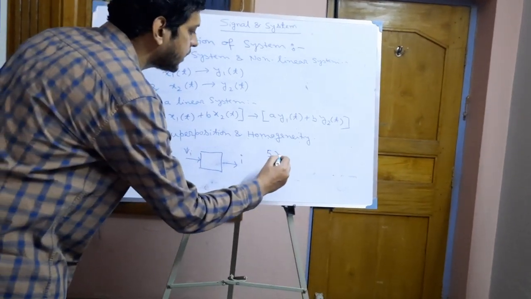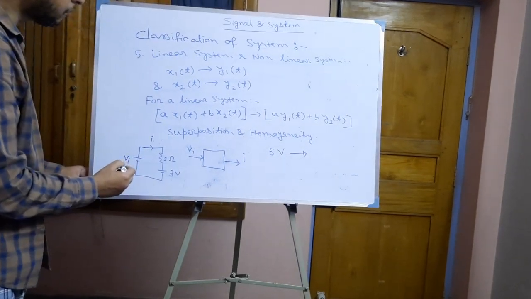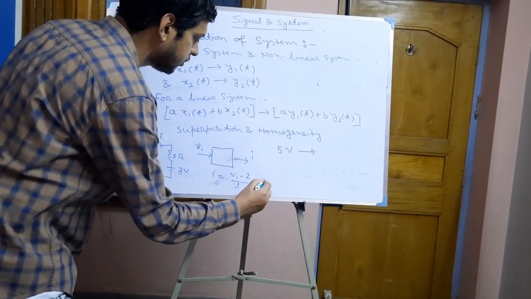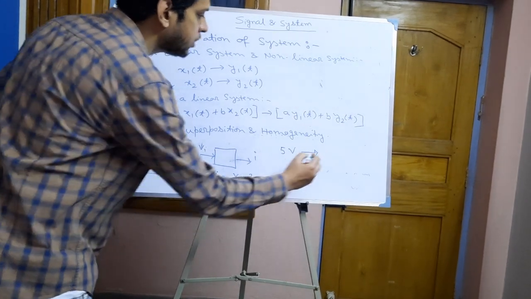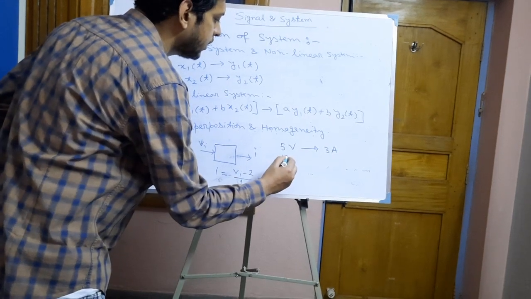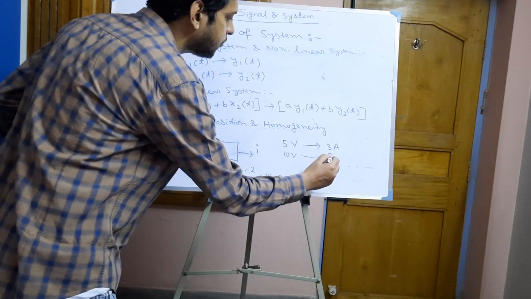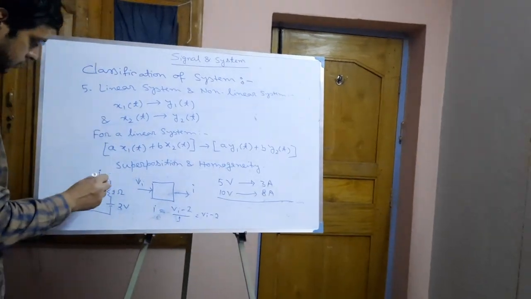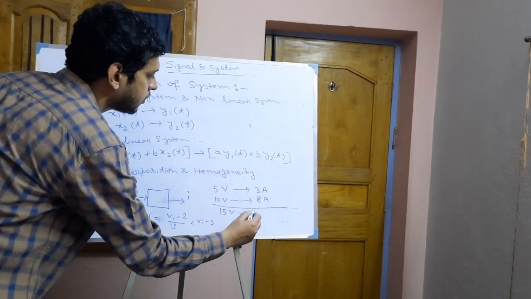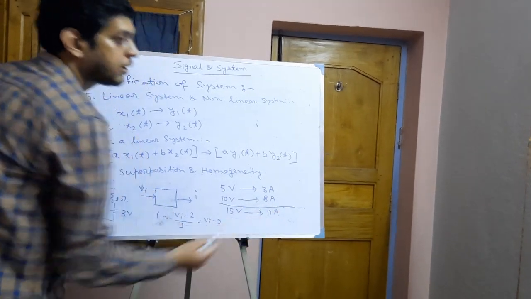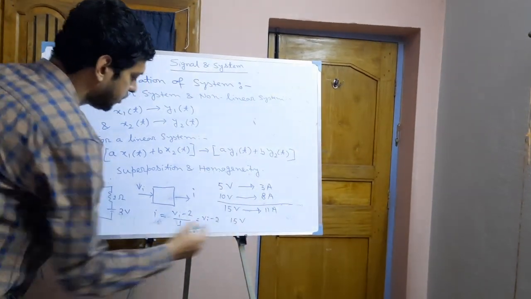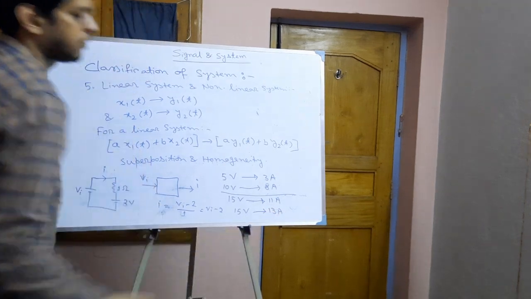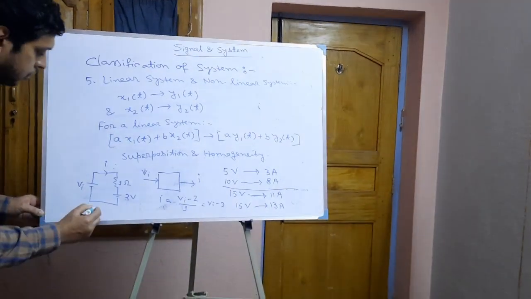Now 5 volt will give rise to what? If Vi equal to 5, then I equal to Vi minus 2 by 1, that is Vi minus 2. So 5 volt will give rise to 3 ampere current and 10 volt will give rise to what? 8 ampere current. If this were a linear network, then 15 volt should give rise to 11 ampere current, but the result of 15 volt here is 13 ampere current. So this is not a linear network, so this is non-linear.